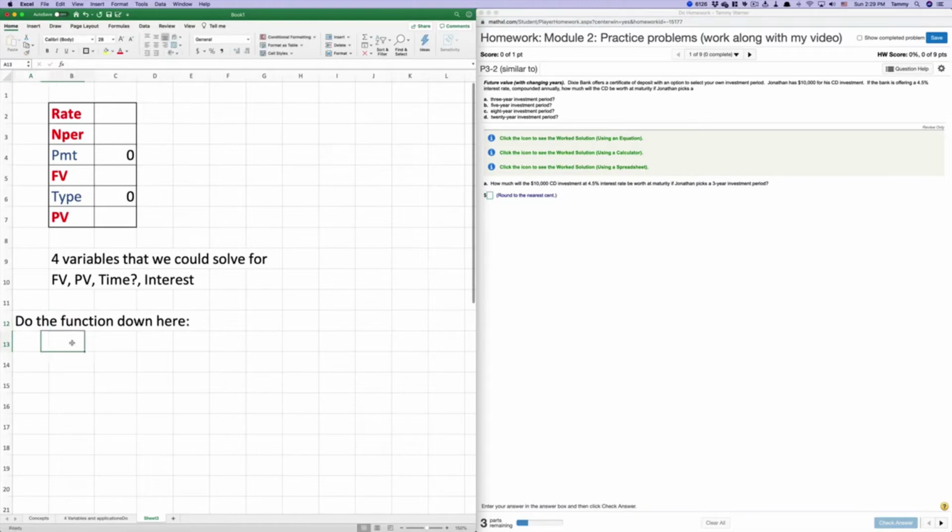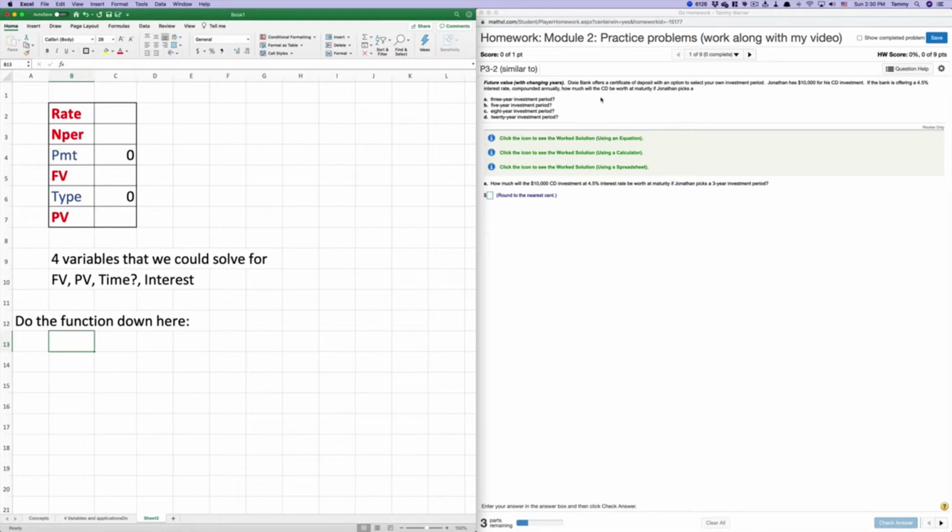Okay, so what do I mean by that? Here we have problem 3-2. Dixie Bank offers a certificate of deposit with an option to select your own investment period. A certificate of deposit is a product that banks sell, which is basically a savings product, but it's not quite as easily accessible as your regular savings account. So if you get a CD, you can't get the money back out of that CD for 3 months, 6 months, 3 years, etc.